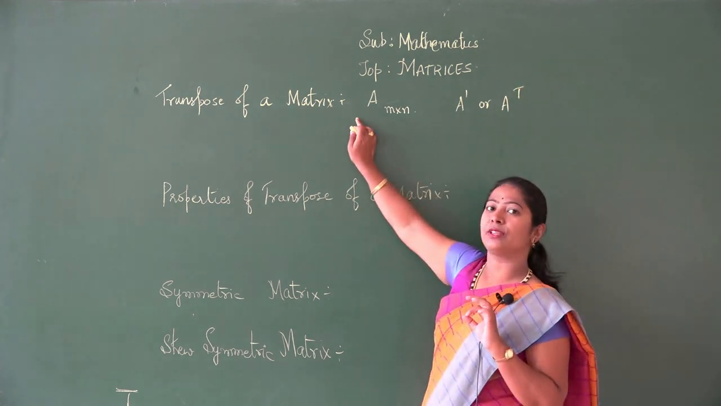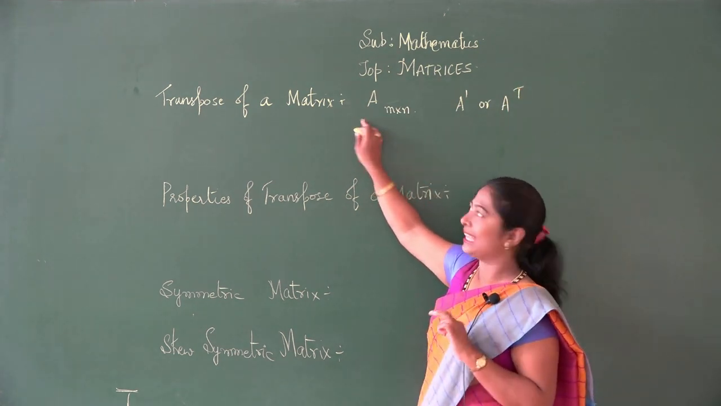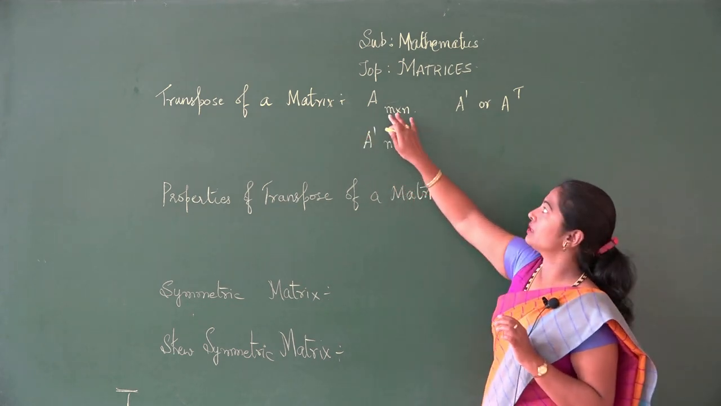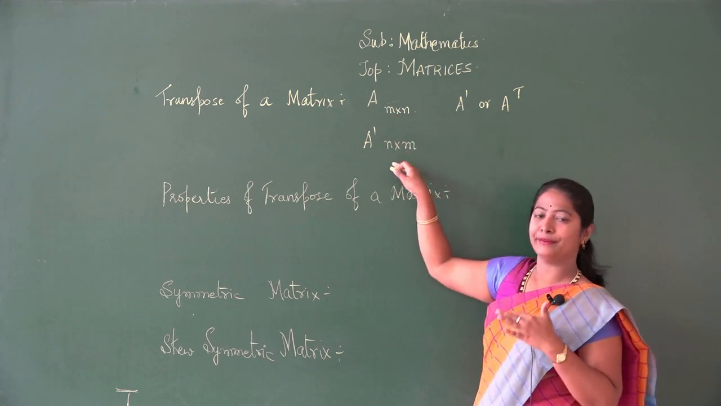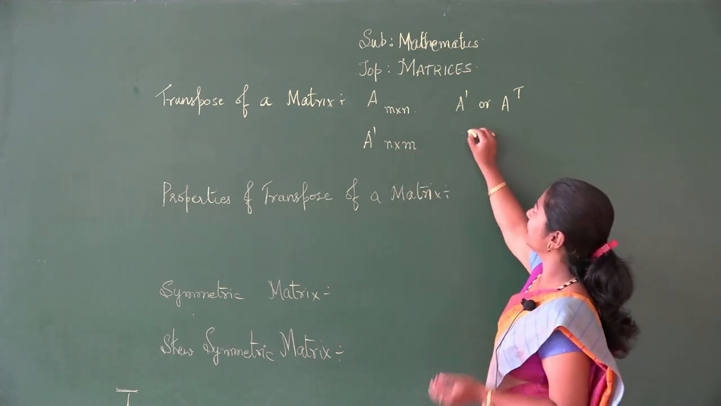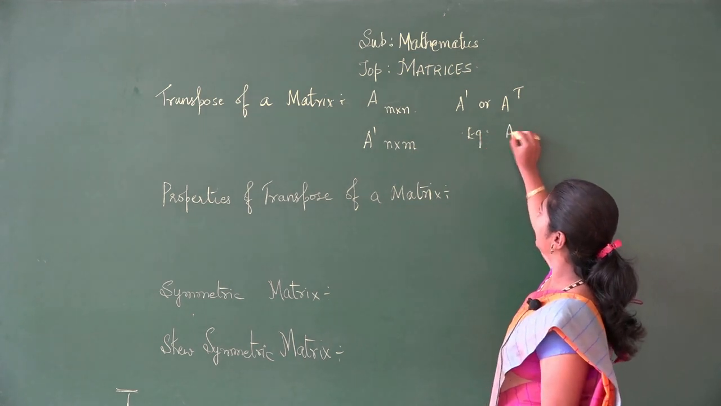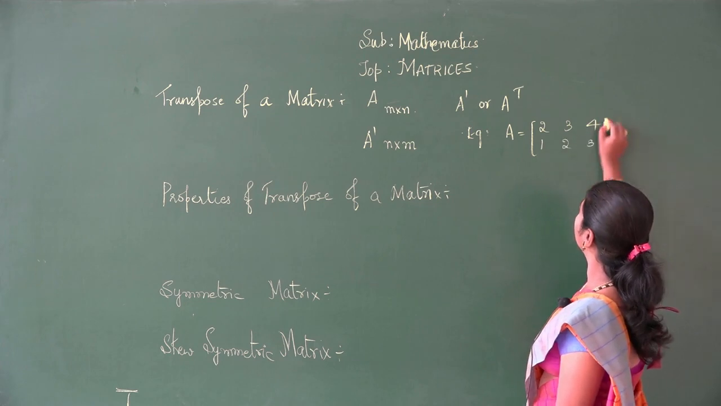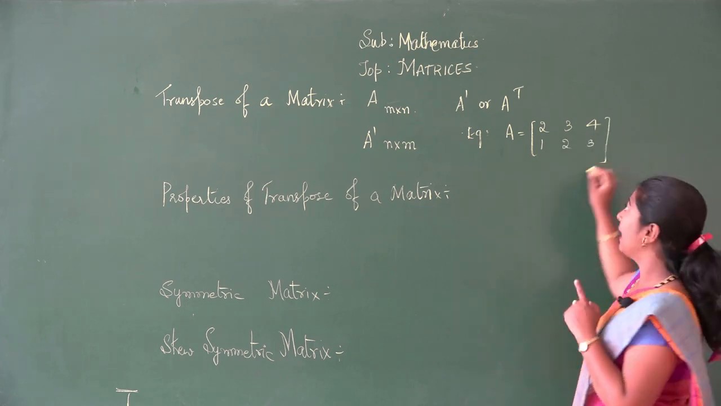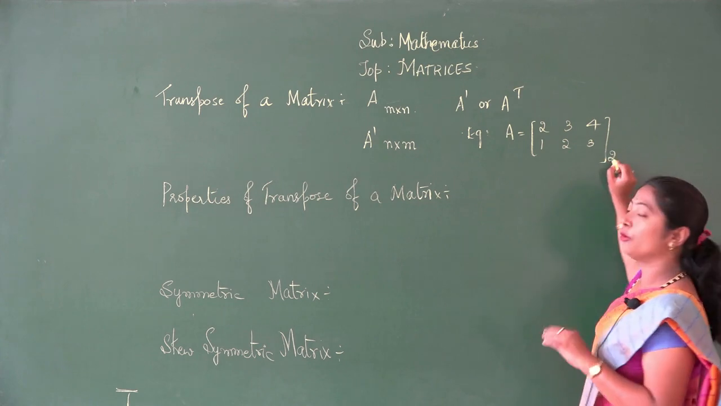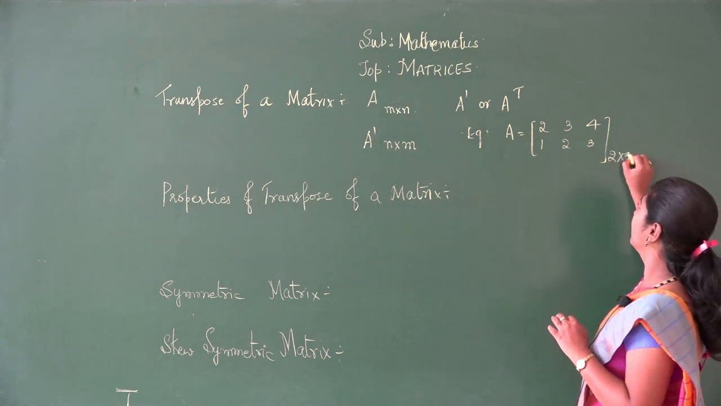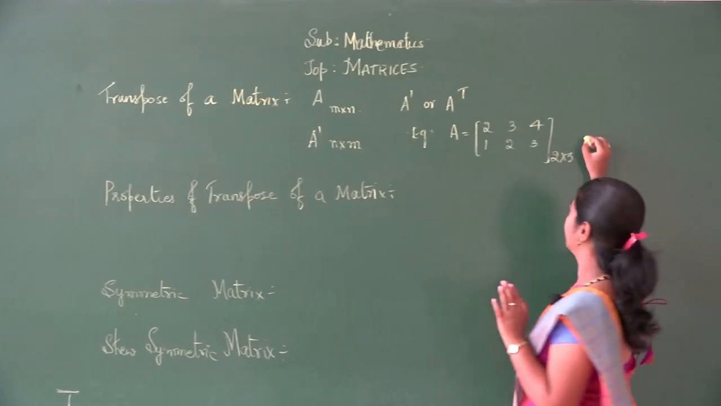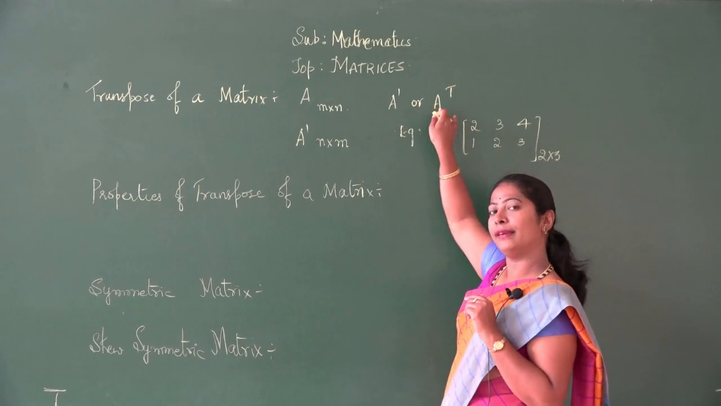If A is a matrix of order m cross n, then A dash will be a matrix of order n cross m, because the rows are changed into columns and vice versa. Say for example, A is a matrix containing the elements 2, 3, 4, 1, 2, 3. What is the order of this matrix A? How many rows does it contain? 2 rows. How many columns does it contain? 3 columns. How do you obtain the transpose of a matrix? Rows are interchanged into columns, and it is denoted by A dash or A transpose.